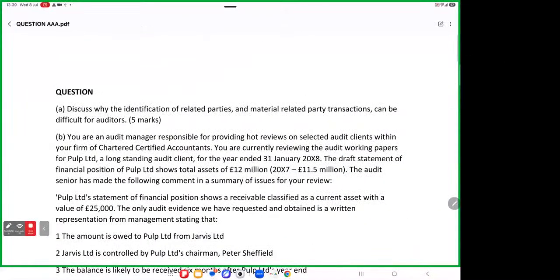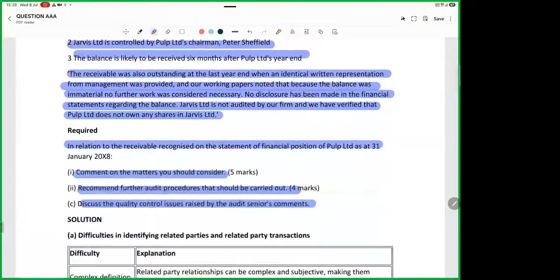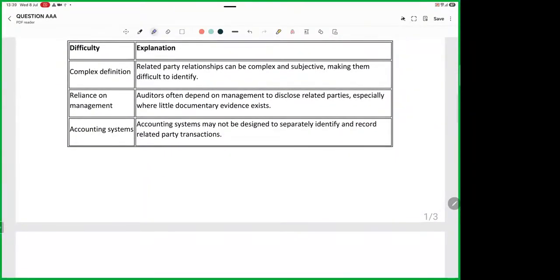So part 1 is asking us, ladies and gentlemen, to discuss why identification of related parties and material related party transactions can be difficult for auditors. I have an answer for you here because of time. Difficult, complex definition. Related party relationships can be complex and subjective, making them difficult to identify.